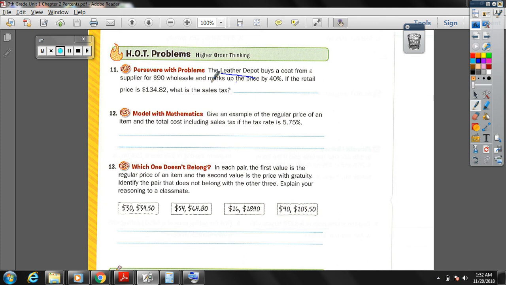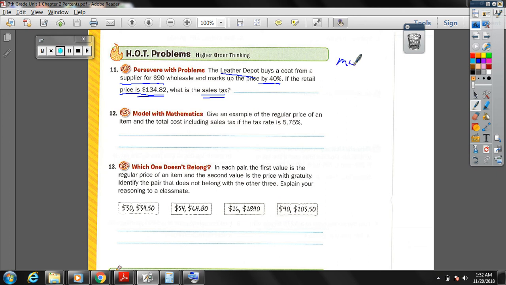And they buy a coat from a supplier for $90. And the markup price is 40%. If the retail price is this, what is the sales tax? So we will have to find the sales tax in this problem. Well, first, we must find what the markup is.